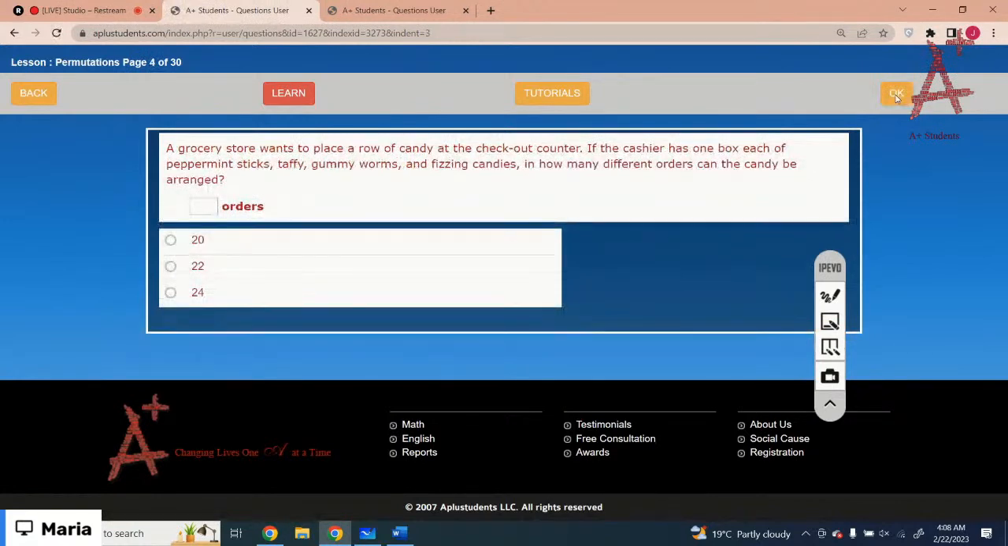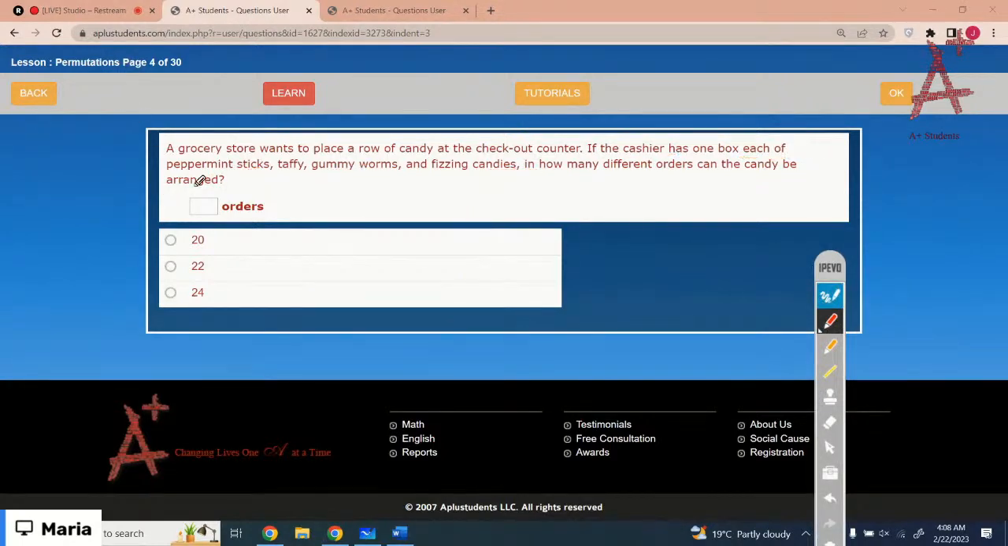Okay, the next one is: a grocery store wants to place a row of candy at the checkout counter. If the cashier has one box each of peppermint sticks, taffy, gummy worms, and fizzing candies, how many different orders can the candy be arranged? Let me just count the different types of candies. Got it?